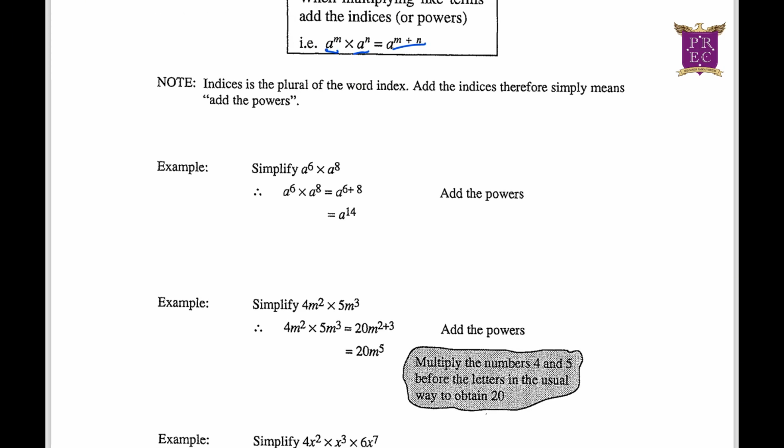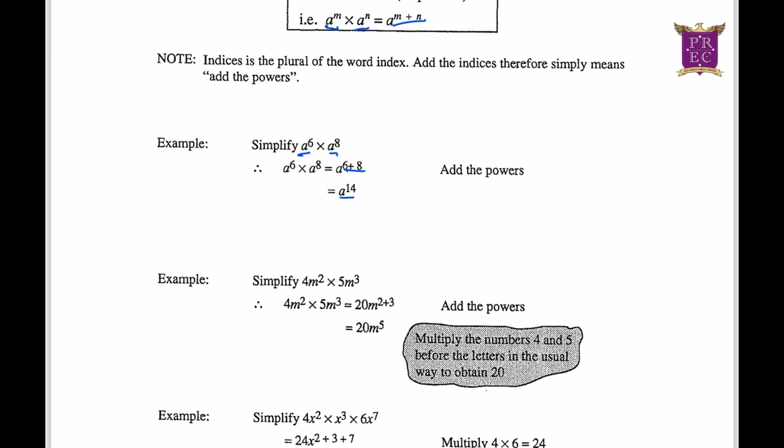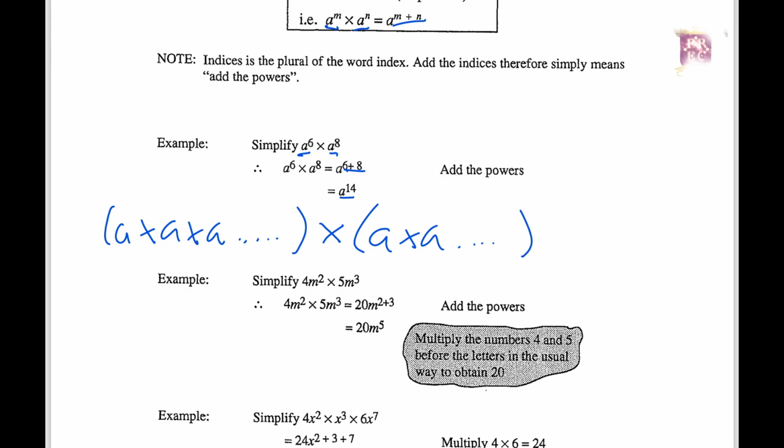Moving on to this example, this is really similar to what I just explained. If you have two expressions with the same base and you multiply them together, then the indices just add up. So you get a to the power of 6 plus 8, which is a to the power of 14. Now, why did this work? Well, a to the power of 6 is just a times a times a, and so on, 6 times. And a to the power of 8 is just a times a, 8 times. If you multiply these two together, that's just a multiplied by itself 14 times, which is the same as a to the power of 14, and that's why this works.